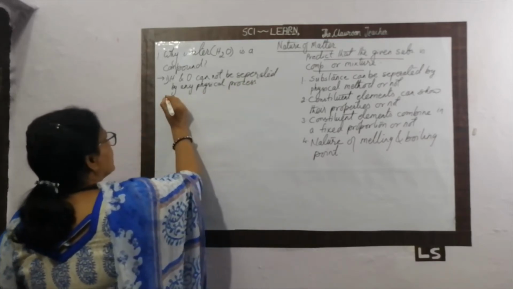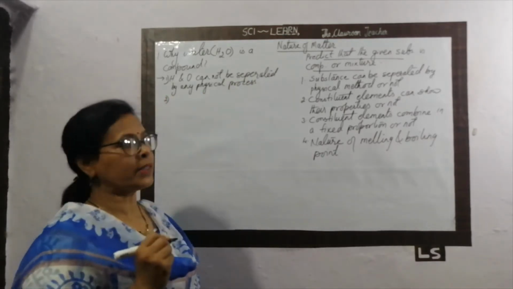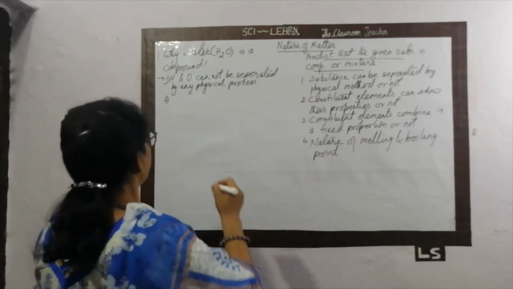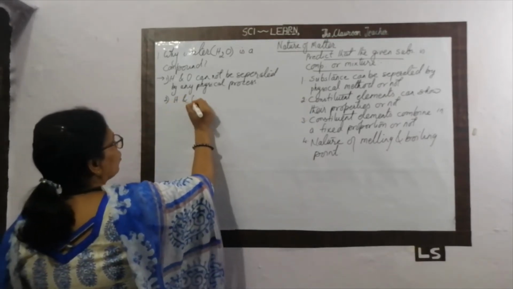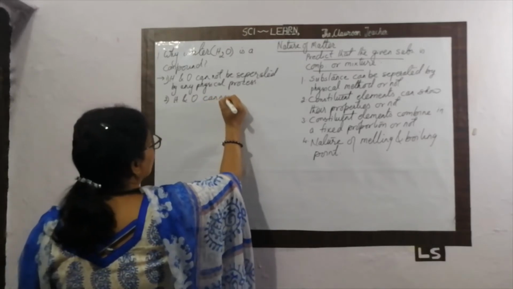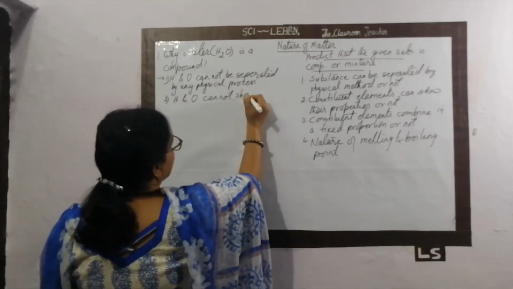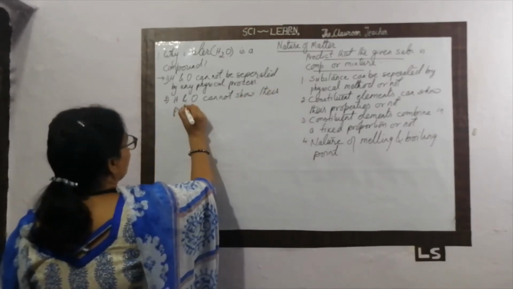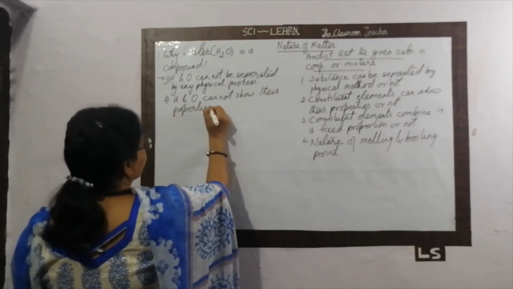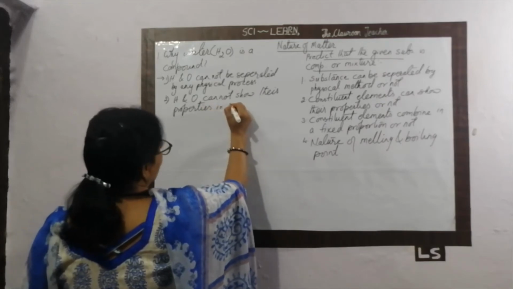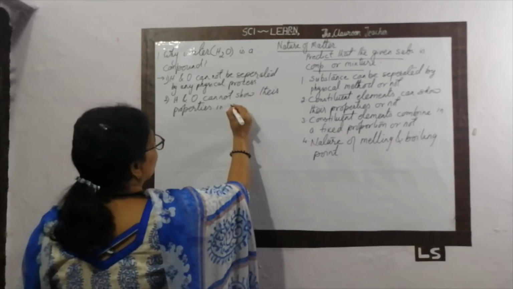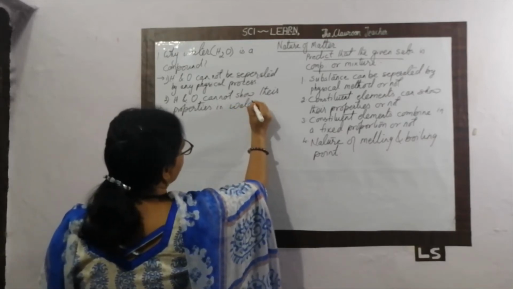Okay. Now, what is the second reason for that? Why is water a compound? The constituent elements cannot show their properties in a compound. Hydrogen and oxygen cannot show their properties in water. What is the compound? Water.